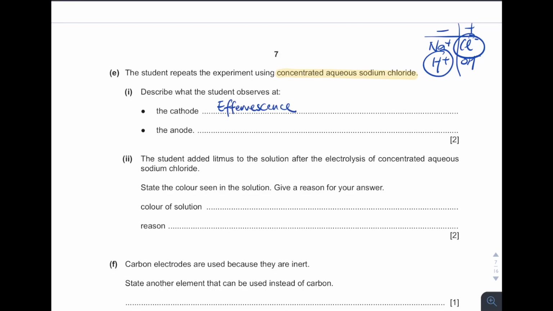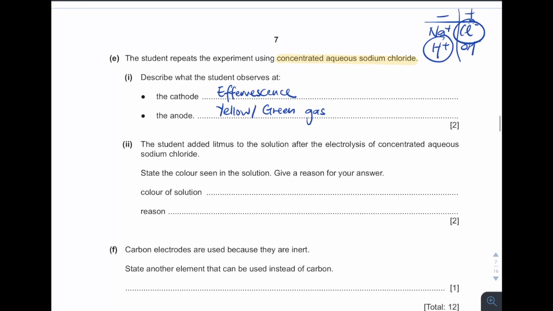At the anode, chlorine gas is produced. So what is the observation for chlorine? You can write yellow or green gas. Either one will do, both acceptable. Then the student adds litmus to the solution after the electrolysis of concentrated aqueous sodium chloride. So what's the color change, and give your reason.